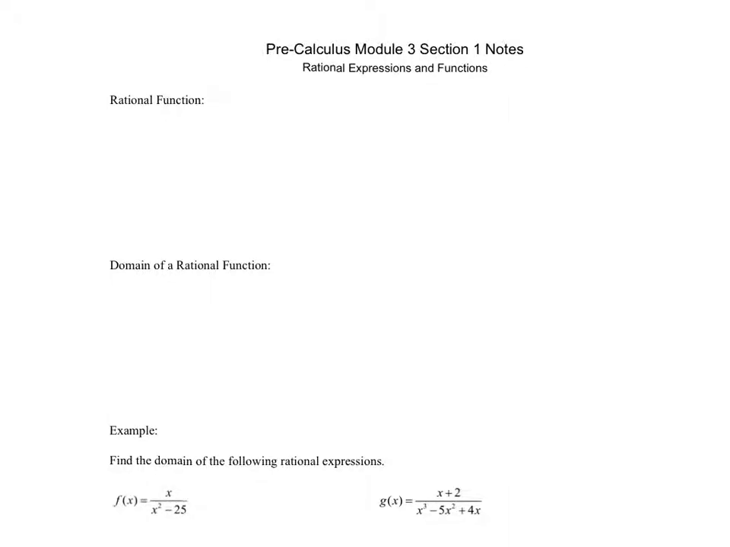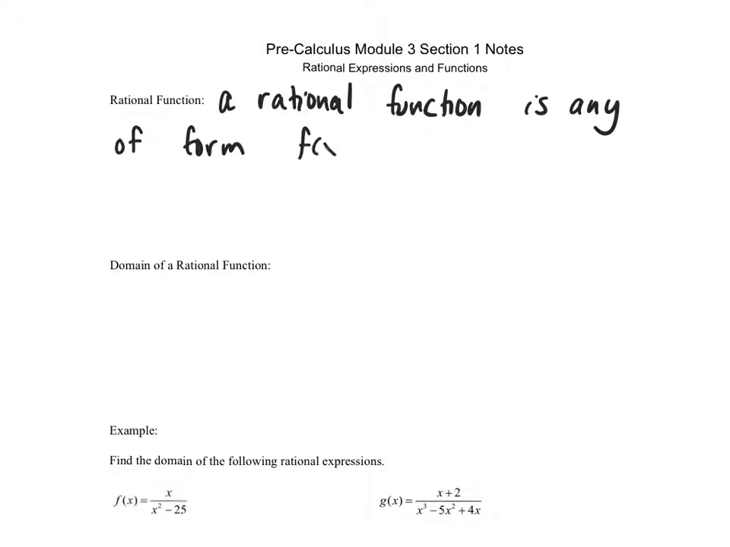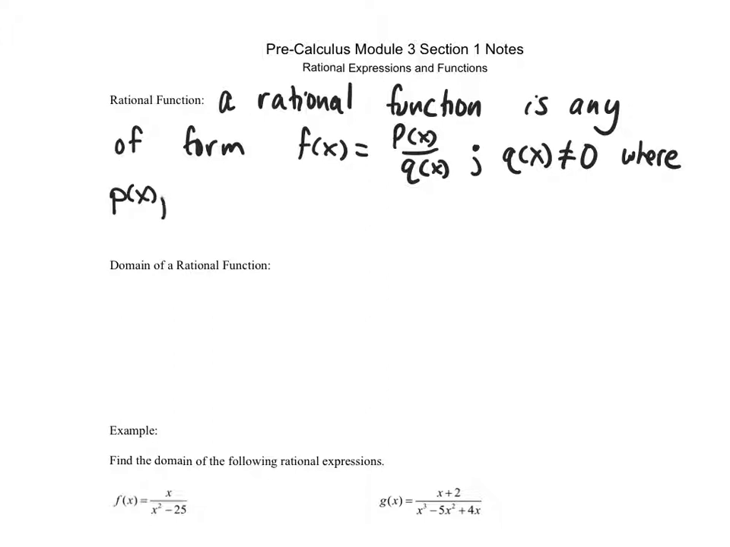All right, as we begin module 3, we're going to look at rational functions. So what is a rational function? A rational function is any function of the form f of x equals p of x over q of x, where q of x cannot be 0, and p of x and q of x are just polynomial functions. So we're just taking two polynomials and dividing them.